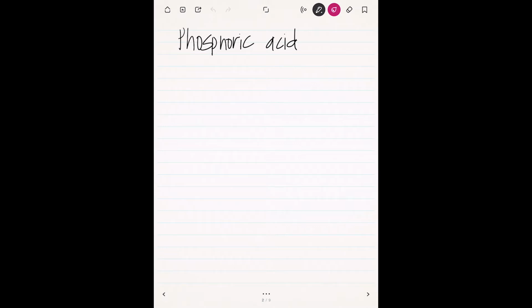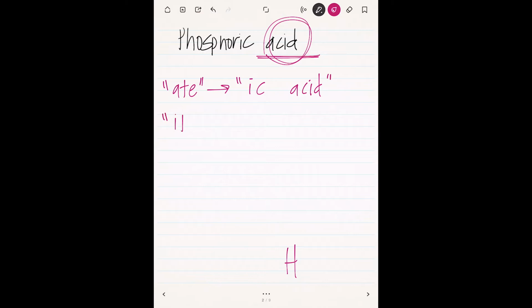Phosphoric acid, like the previous example, we have the word acid in it, but we don't have the word hydro in the beginning. Now, every time there is the word acid, keep in mind that there is an H in the front, but the rule is if there is no hydro in the front, you have to look at the common ion. The rule for acids is if the common ion ends with an ate, the ending of the acid is ic acid, and when the common ion ends with an ite, the acid has to end with an ous acid.